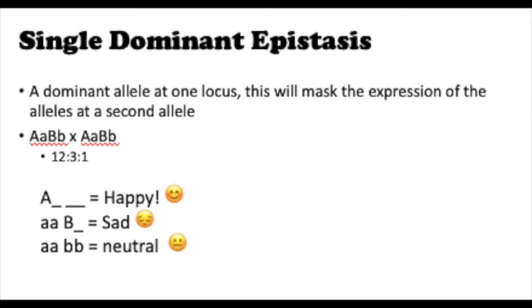Here's an example we are going to use. If there is a capital A anywhere in either allele, the organism is going to be happy. If there is no capital A, but there is a capital B, the organism is going to be sad. If there are no dominant alleles, the organism will be neutral. I'm going to go over 2 different Punnett squares to show how many offspring will be happy, sad, or neutral.